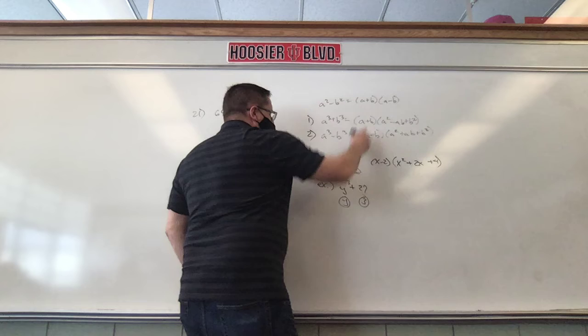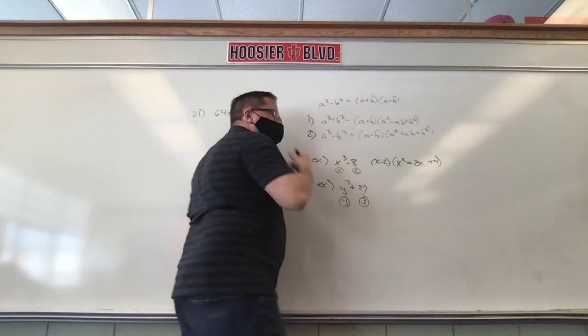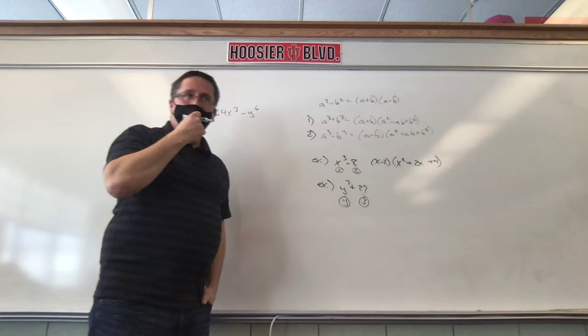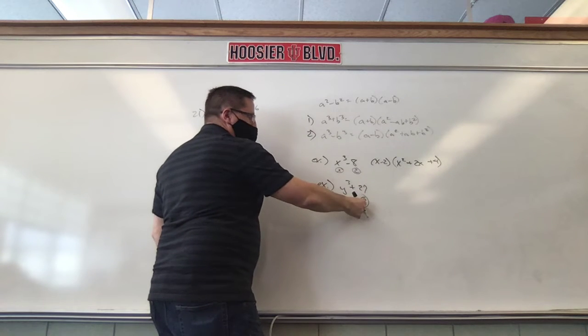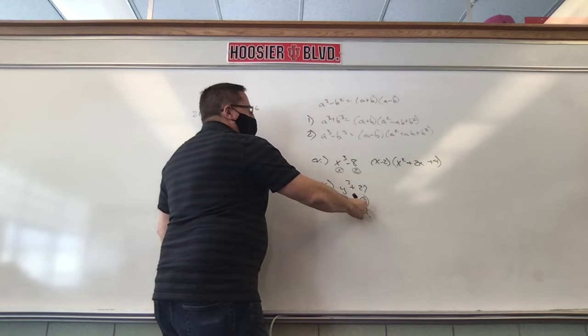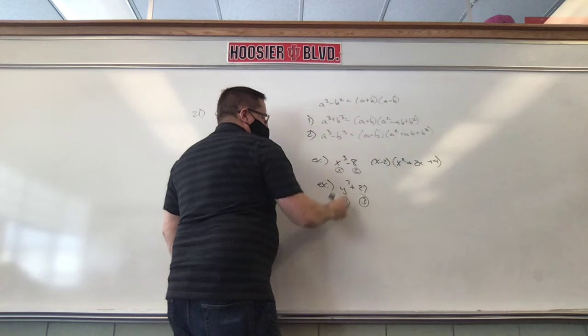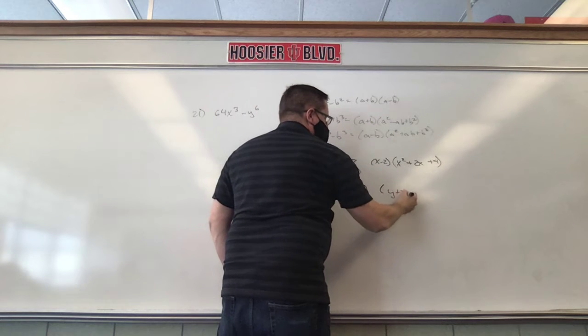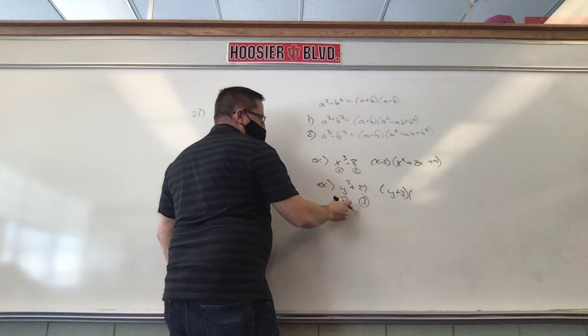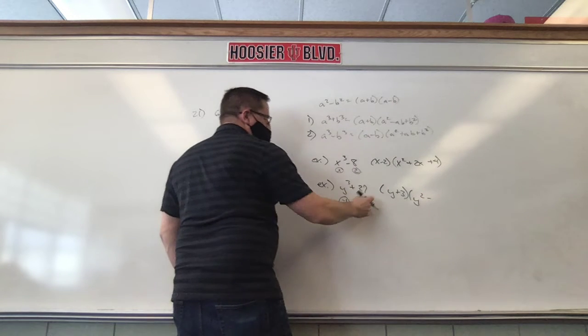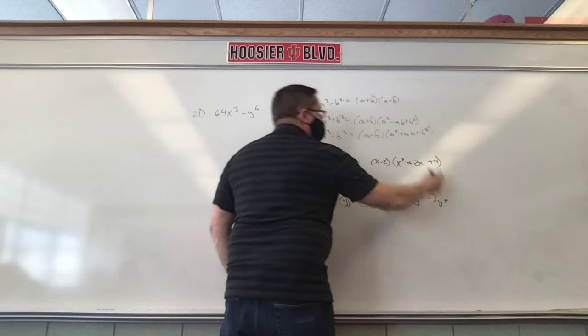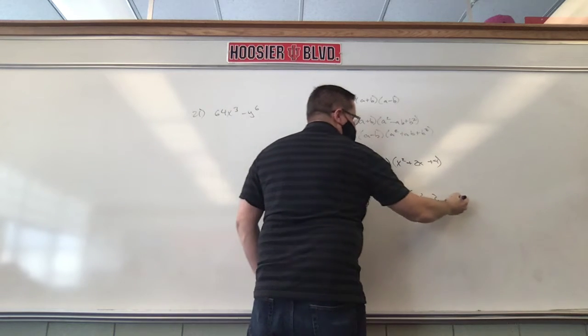So a and b are what? And again, I want to make sure you understand a and b are something. A is what the first thing is cubed. B is the second thing that's cubed. The first thing that's cubed is y. The second thing that's cubed is 3. Okay, so we do a plus b, so y plus 3 times a squared, which is y squared, minus a times b, y times 3, which is 3y, plus b squared, plus 3 squared, which is 9.